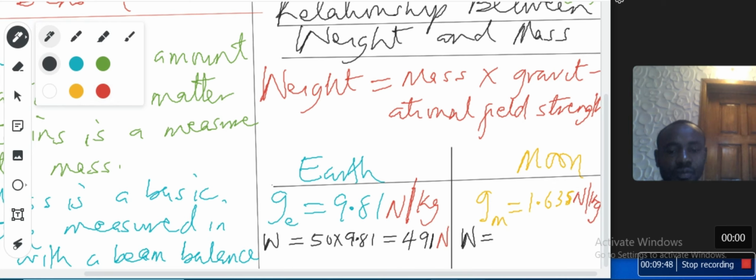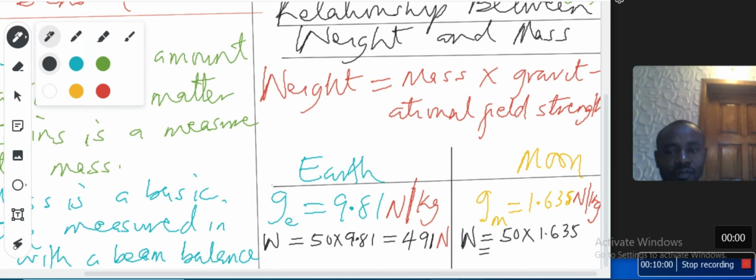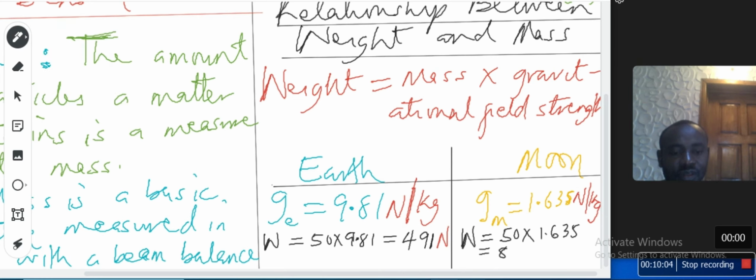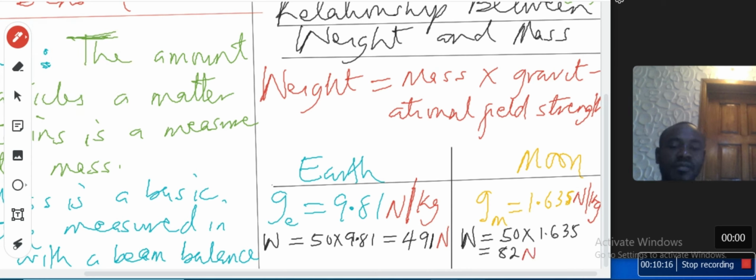Now on the moon, what will be your weight? My weight would be 50 times 1.635. That gives 81.75. Let's just say 82 Newton. So what did you notice? Your weight on Earth, 491 Newton, is bigger than your weight on the moon.